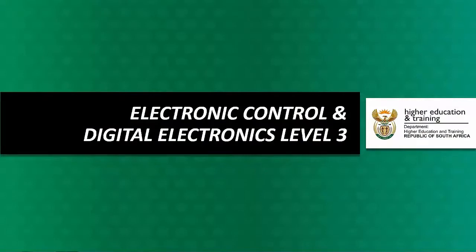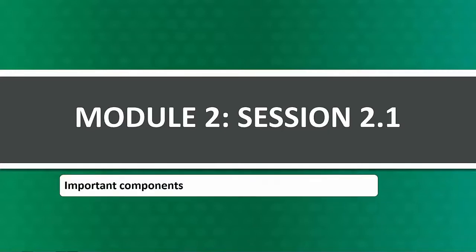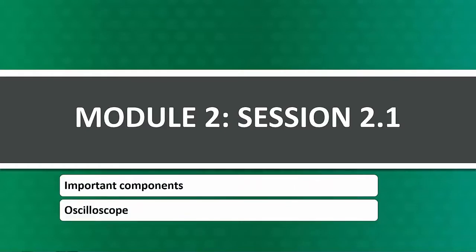Electronic Control and Digital Electronics Level 3. Module 2. Session 2.1. Session 2.1 will cover the following content: Important components new to Level 3, Introduction to the Oscilloscope.